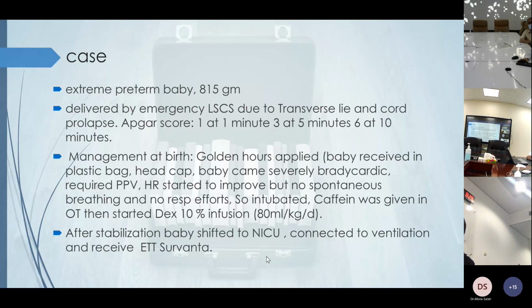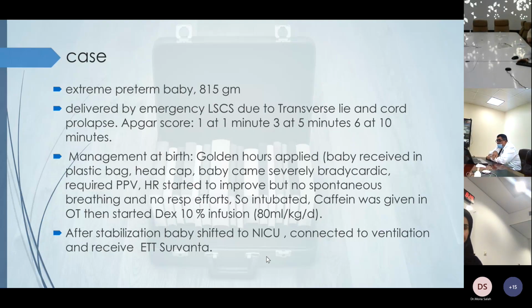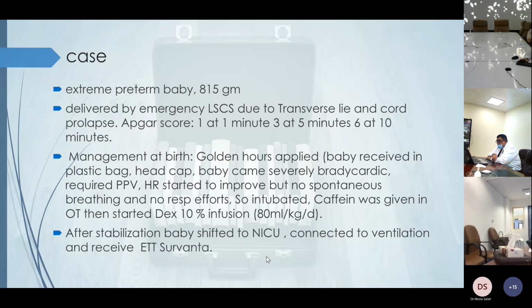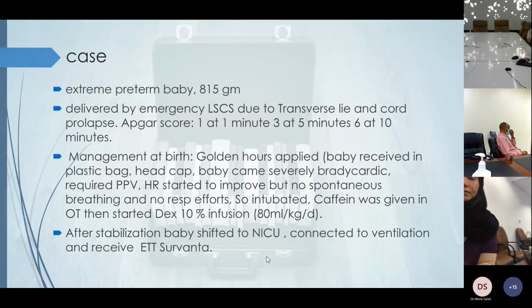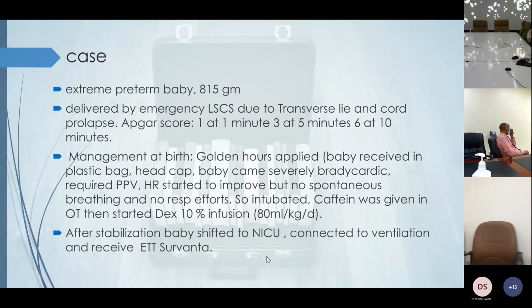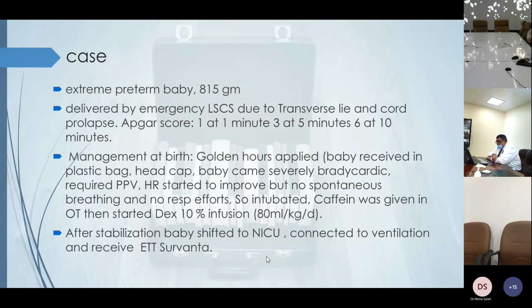Now, this case was already presented by Dr. Hanan, and I took her permission to talk about it rapidly. This extreme preterm baby was delivered in our hospital, 815 grams, 25 weeks, delivered by emergency cesarean due to transverse lie and cord prolapse. Apgar score was 1 at 1 minute, 3 at 5, and 6 at 10 minutes.